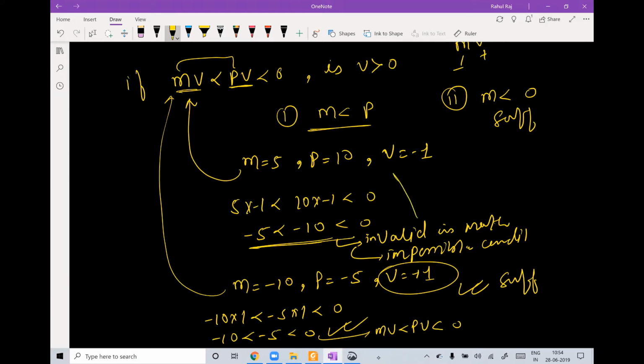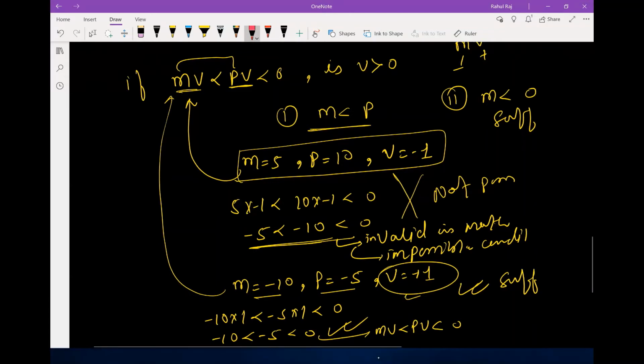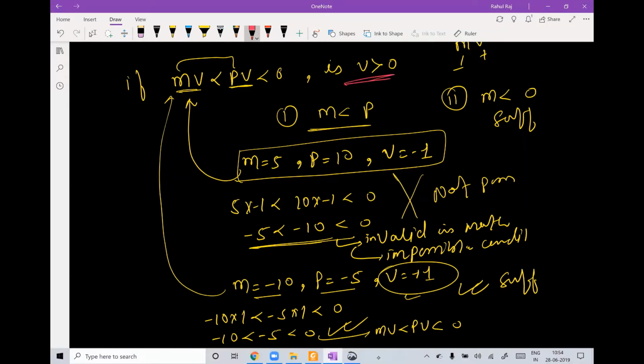Because this condition is not possible at all, I will not consider it. I can't take M positive, P positive and V negative, because I'll get an impossible condition. I will have to take M negative, P negative and V positive, right? So you get V positive. Sufficient. I've proved that V is positive. The question is asking the same thing: is V greater than 0? I have taken two conditions. Once I took V negative, this condition did not satisfy at all. When I took V positive, this condition satisfied my question, MV less than PV less than 0.